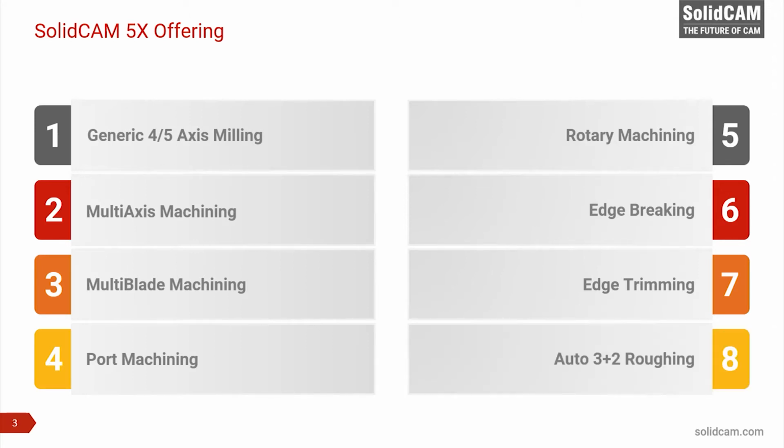And then we have the Auto 3+2 roughing, which basically allows you to machine any part in 3+2 automatically. Roughing is completely done automatically by SolidCAM. So these are the 8 areas that we are going to see today in our session. Let's start with the generic 4 and 5-axis machining.